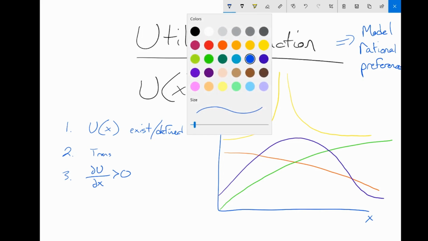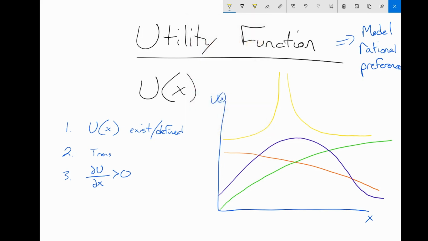We're going to go through each color. Let's go through the yellow. Does it satisfy the various conditions? u of x must exist or be defined. Well, at this x, it's not defined. It goes off to infinity. So the yellow one does not satisfy the first condition. The yellow one's done. Can't use it, not a good utility function.